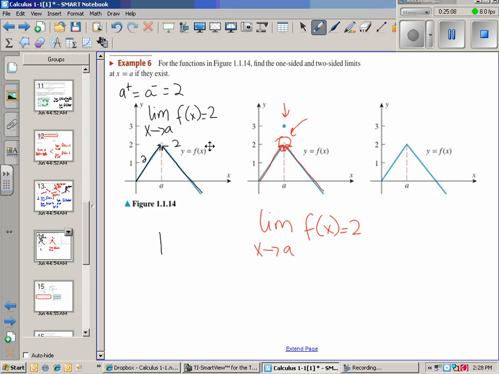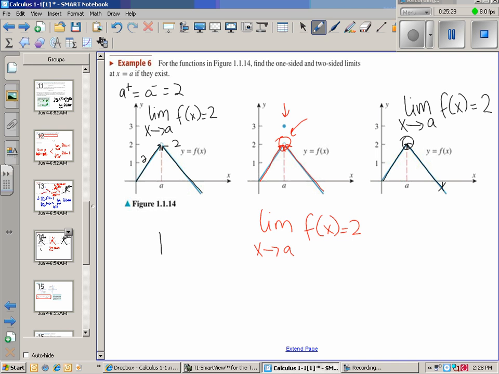Okay? And now we're going to do it again. Pen on the left side, trace, you're pointing to a y value of 2. Pen on the right side, trace, pointing to a y value of 2. Therefore, we can say the limit as x approaches a of some function is equal to 2.